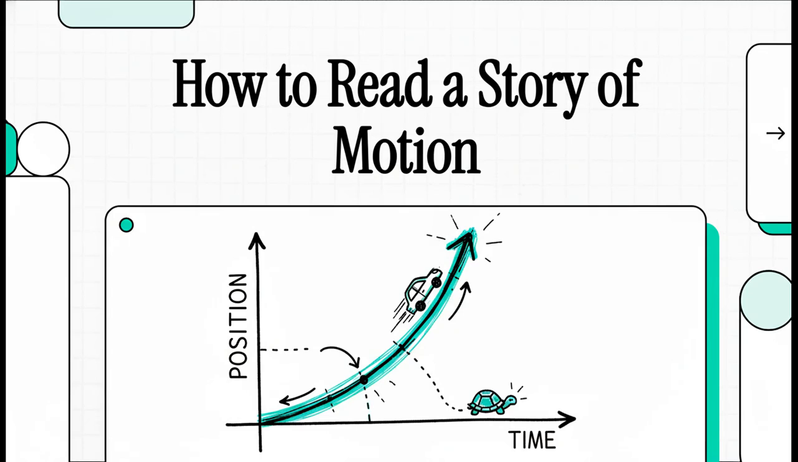When you look at a graph, it might just seem like a bunch of lines. But what if I told you it's actually telling a story of motion? Every single line, every angle, it's a clue. In this explainer, we're going to learn how to read that story. And we'll kick things off with a little puzzle.